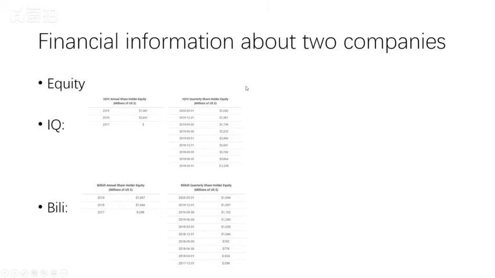About the equity. Equity is typically referred to as shareholder equity. I found the shareholder equity for both companies, and we can find the shareholder equity in 2019 for iQIYI is 1.381 billion, and the other one is 1.097.